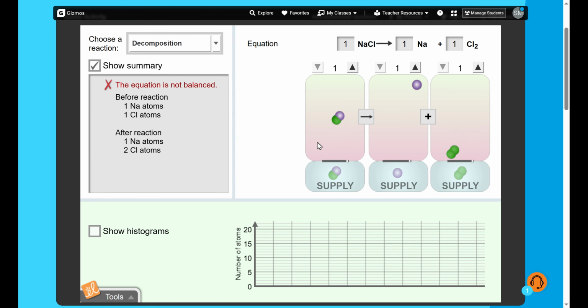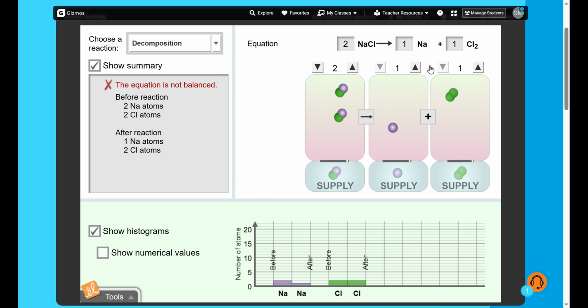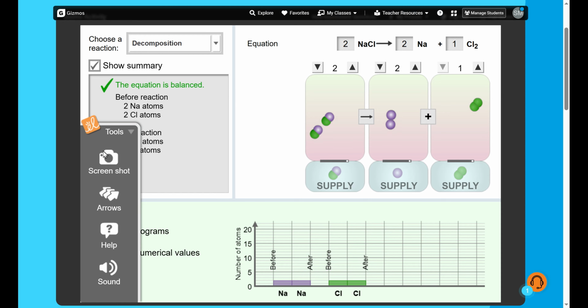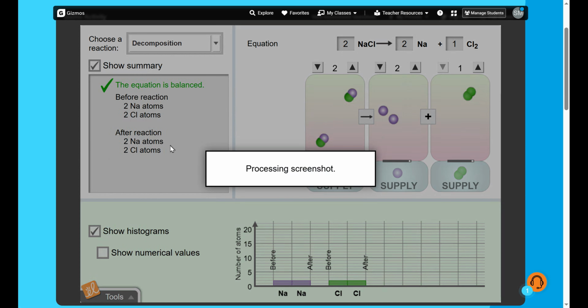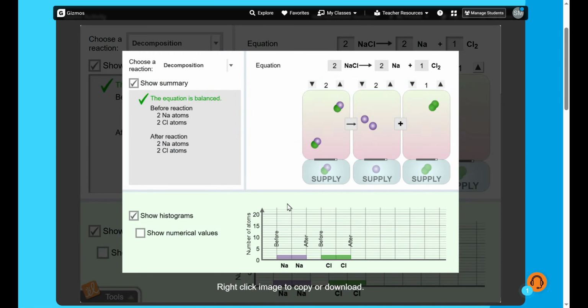So in this case, we've got to increase the number of chlorine on the left side, on the reactant side, so we can go up. And we'll show a histogram as well. And now it's not balanced for sodium, so we have to increase this to 2. And now we see that it's fully balanced. Also, you can use these tools to take a screenshot of your simulation and include it in your assignment as required.